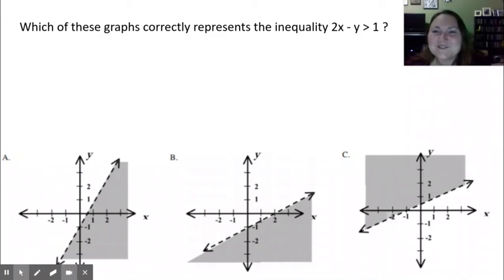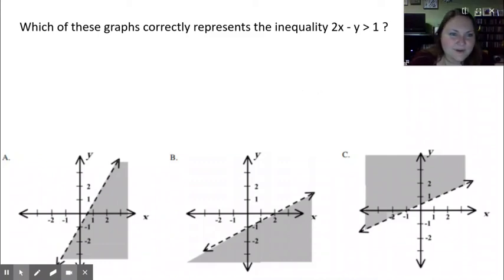This question asks, which of these graphs correctly represents the inequality 2x minus y is... Actually, I'm not going to read that because one of the mistakes students have been making is not being able to read that correctly. So I'll let you finish reading that to yourself and then go ahead and decide which of these 3 graphs would be the graph that matches with that linear inequality. And go.